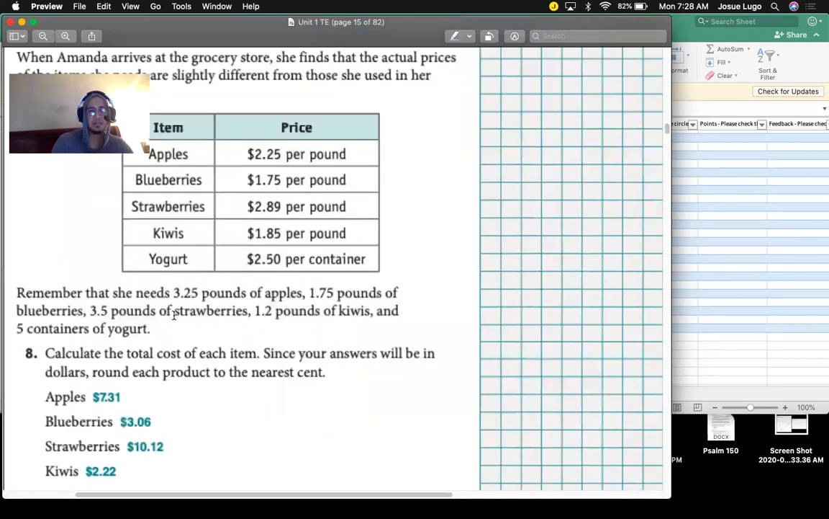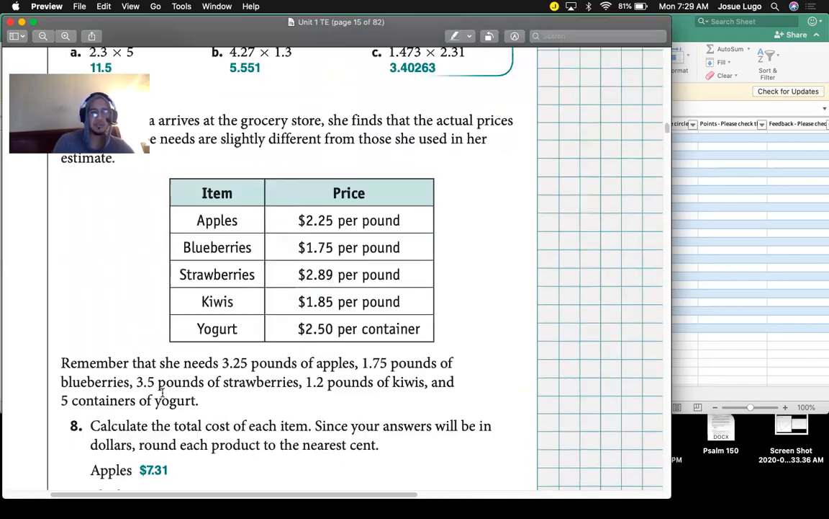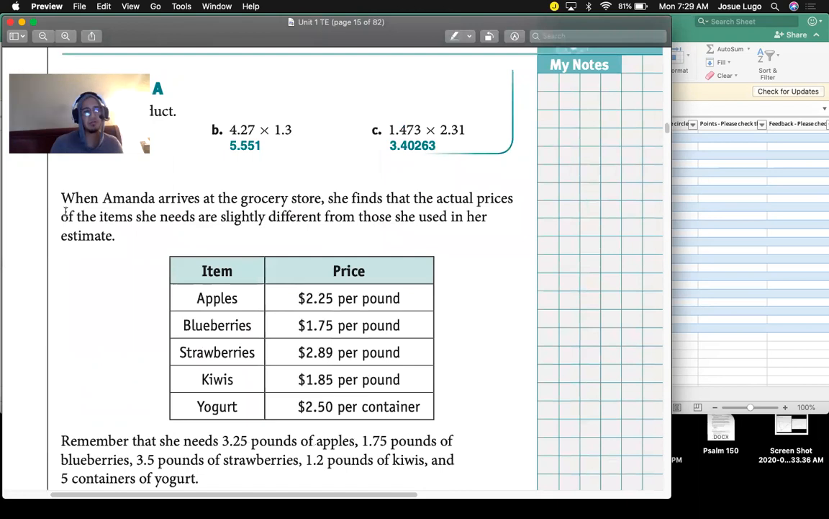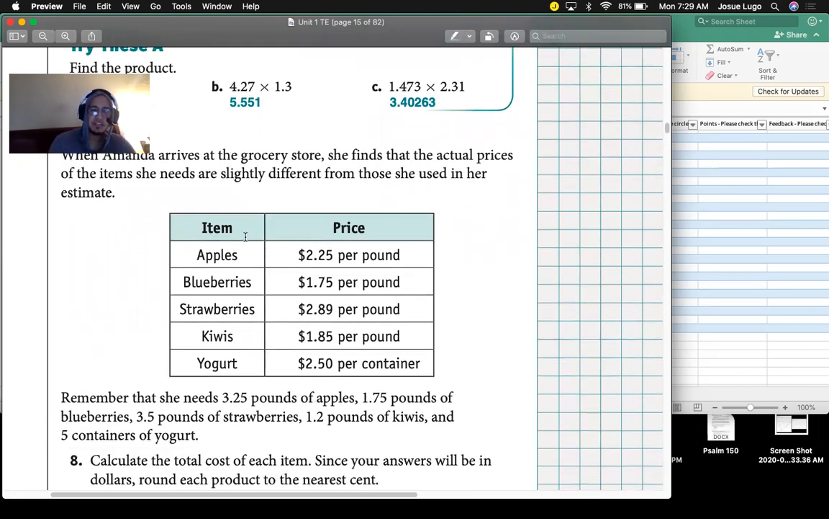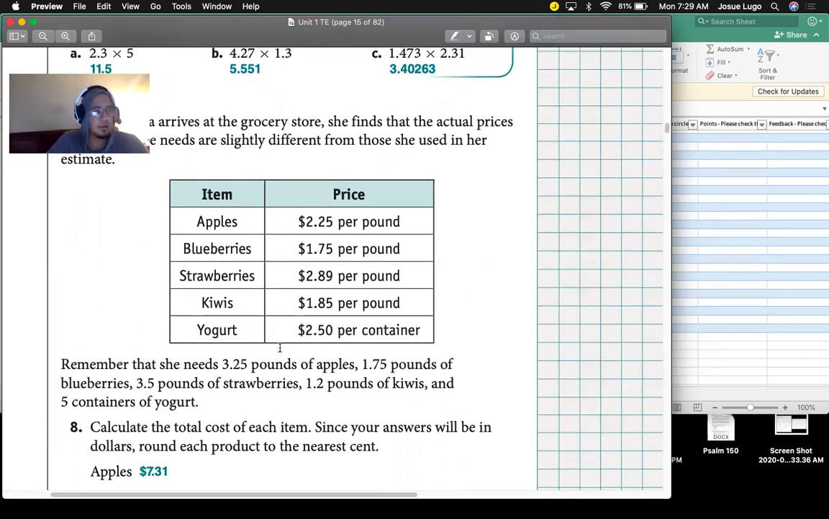Number 8 has to do with this table up here, where we read that Amanda arrived at the grocery store. She finds that the actual prices of the items she needs are slightly different than those used in her estimate. So this girl, Amanda, I guess, had been estimating how much the price would be for each of these items. So we have the apples at $2.25 per pound, blueberries at $1.75 per pound, etc. Notice that the yogurt is per container, not per pound down here.